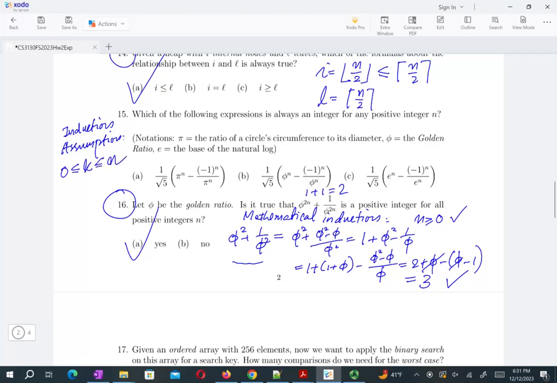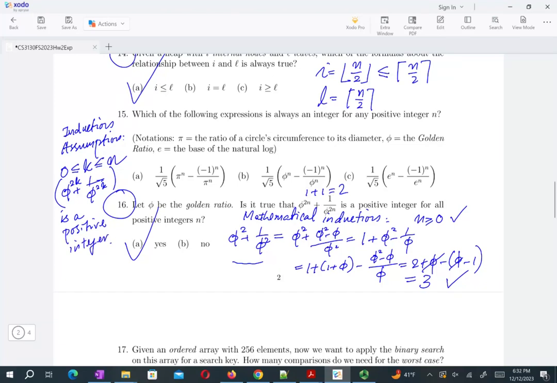For this range we have phi 2k, right, 2k is a positive integer. That's the induction assumption. Okay?